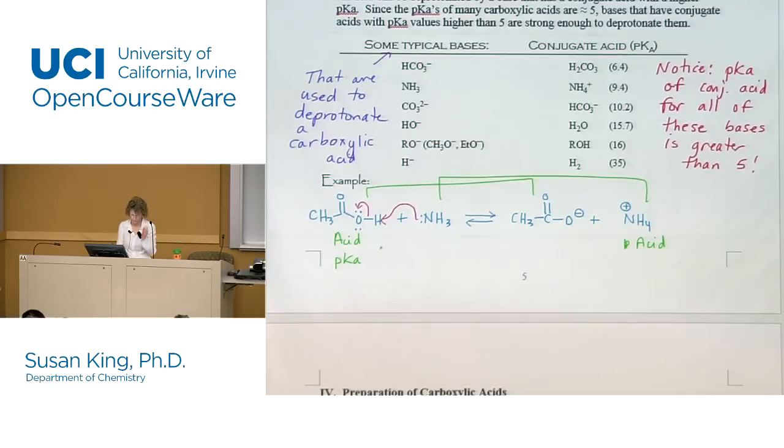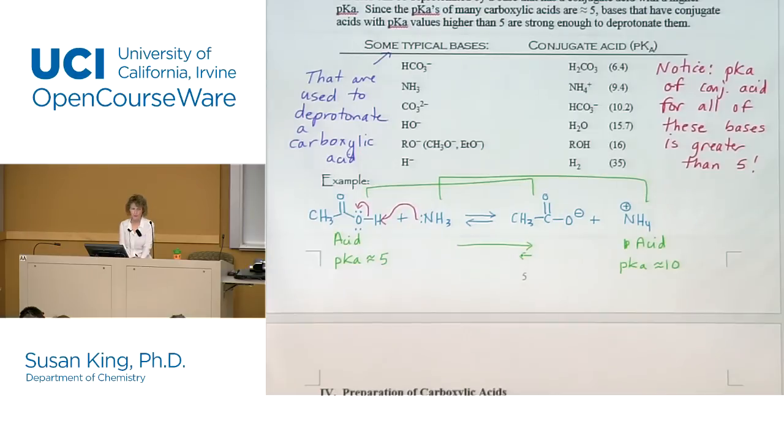pKa about 5. And pKa, if you had my class last quarter, you will recognize these as one of the ones you needed to know rounded to the nearest 10. pKa about 10 for ammonium ion. All right, so that means the equilibrium is very highly favored to the right.